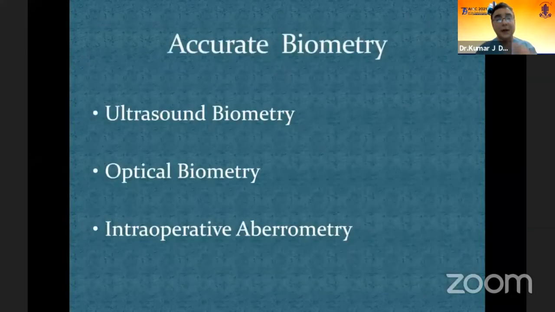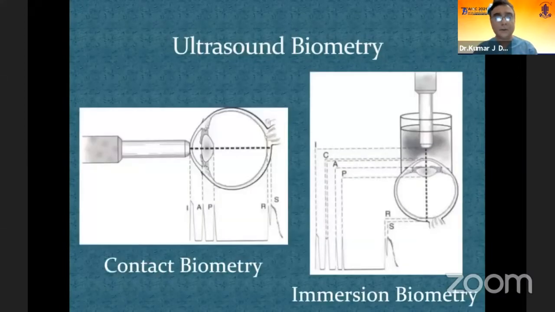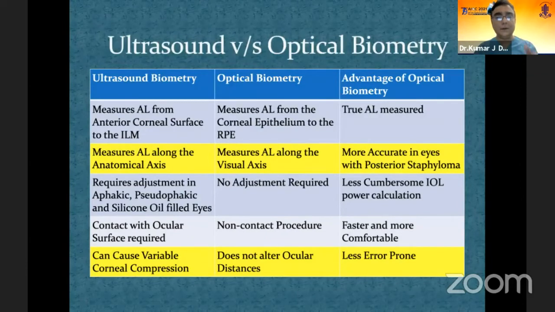As far as biometry is concerned, there is ultrasonic biometry, optical biometry, and intraoperative aberrometry. According to me, contact biometry should be banned. It should be only immersion biometry. We should not do contact biometry at all. Here is a big advantage of optical biometry over ultrasonic biometry. The biggest disadvantage of ultrasonic biometry is that it measures the axial length along the anatomical axis, while optical biometry measures along the visual axis.